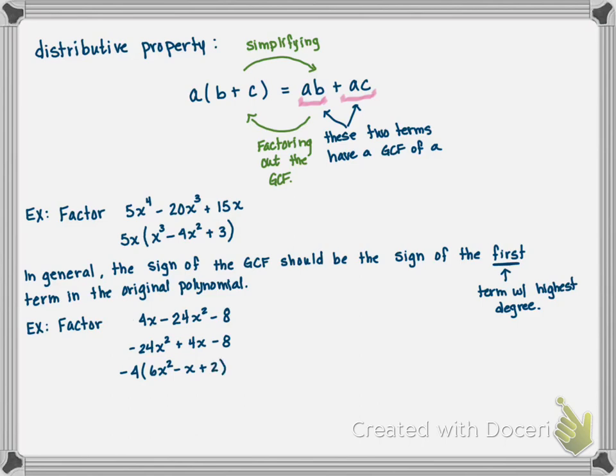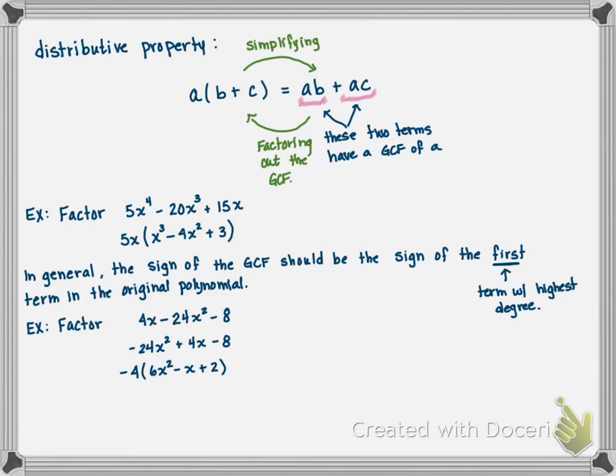Right? So if you're looking at negative 8, you want to think, what would I have to multiply negative 4 by to get negative 8? You'd have to multiply by a positive 2, right? If it was a negative 2, that wouldn't give you your negative 8. And to get a positive 4x, you would have to multiply a negative 4 by a negative x. So, like I said, just like when we distribute a negative, factoring out a negative will change the sign of all the terms. Any questions so far?